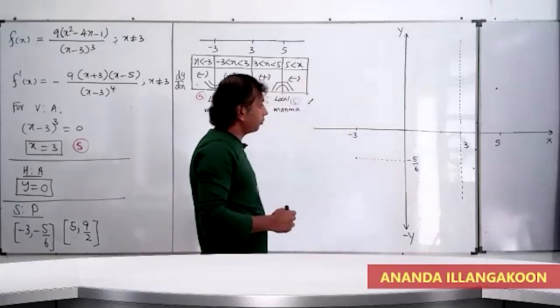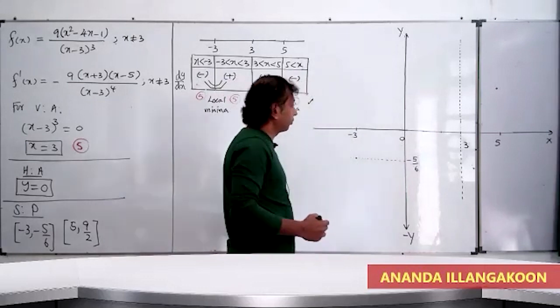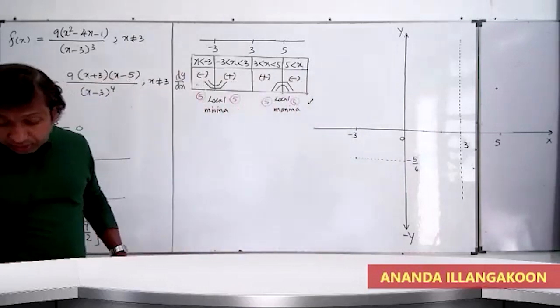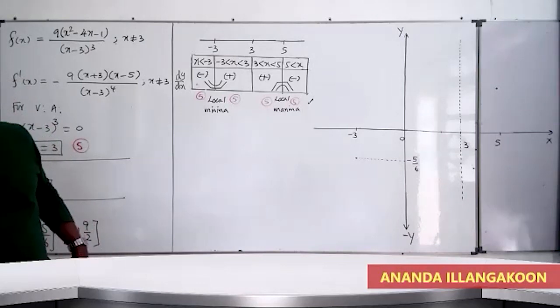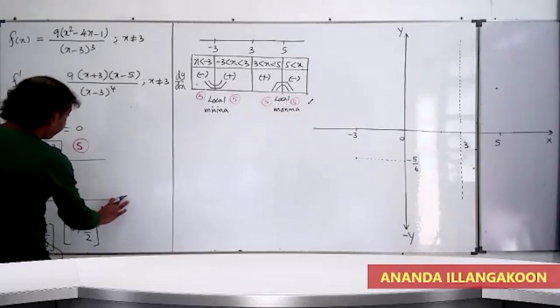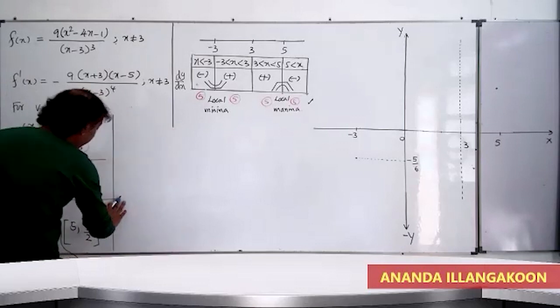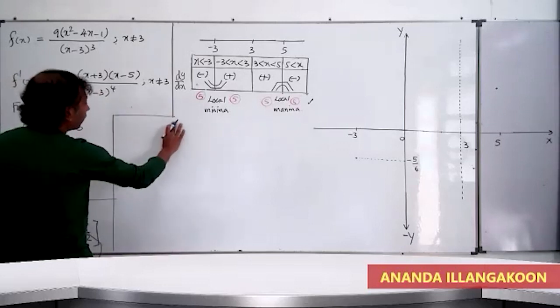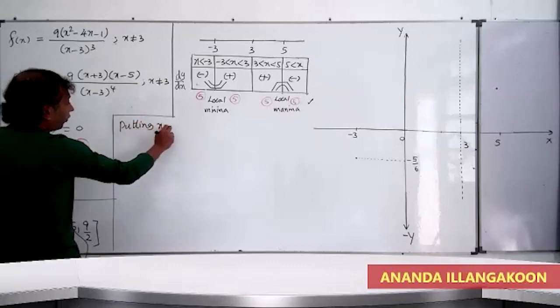Right. This is the origin. We need to find the point where the graph cuts the y-axis. That is the meaning of y-intercept. Y-intercept, we can find by putting in x equals 0. Put in x equals 0. We are here.